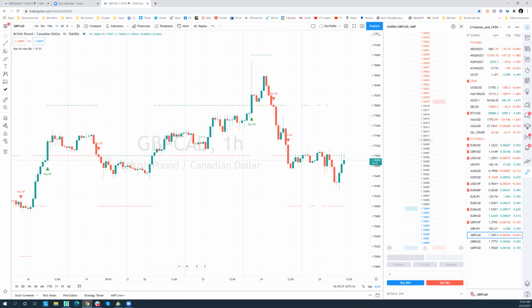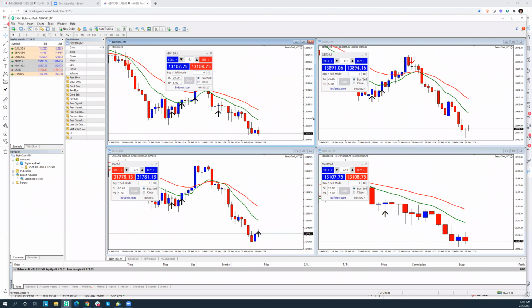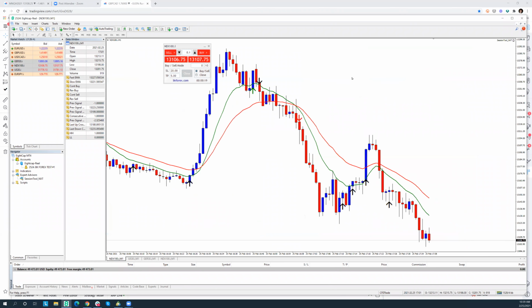Should we look at indices to see where we stand? We're still very much in a sell mode, right? This is the second wave of the sell mode. If we look at the NAS, as I said, we're chasing the downtrend now, right?